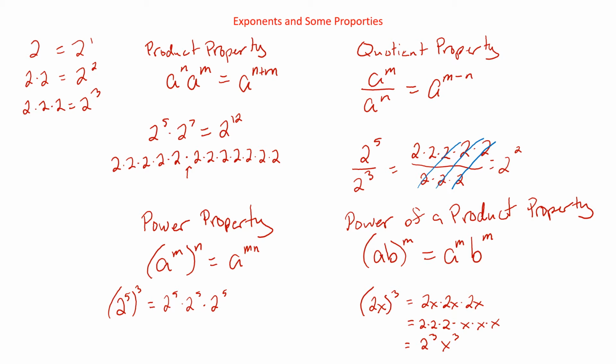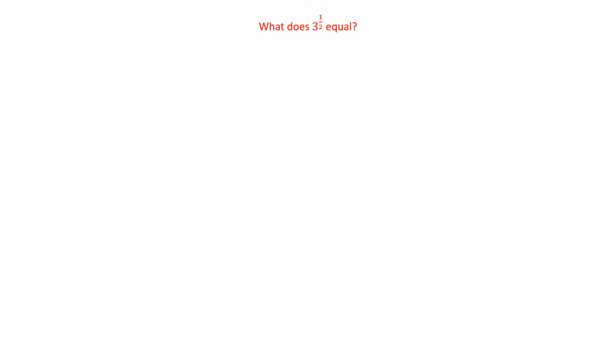But with multiplication or even division, if we have a over b to the m, that'll be a to the m over b to the m, for the same reasons. So we have these properties, which we are going to be using. So now, talked about rational exponents. So what does 3 to the 1/2 even mean? What does it equal?